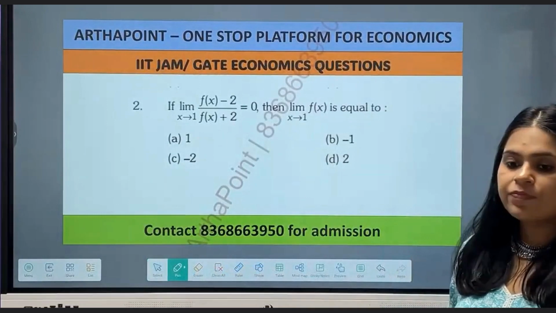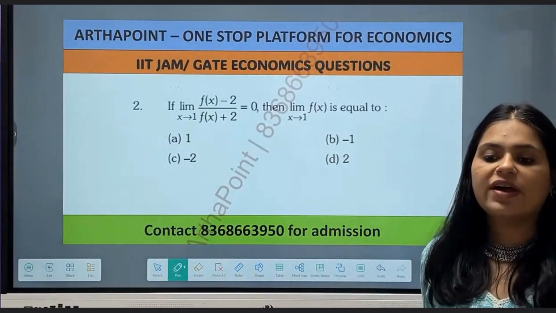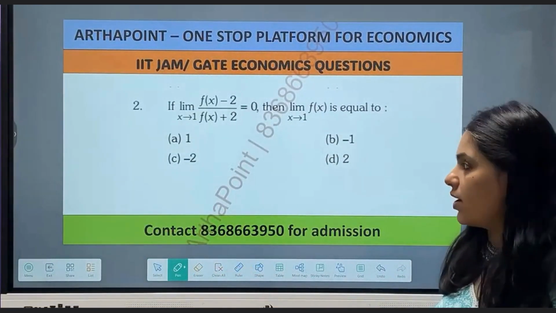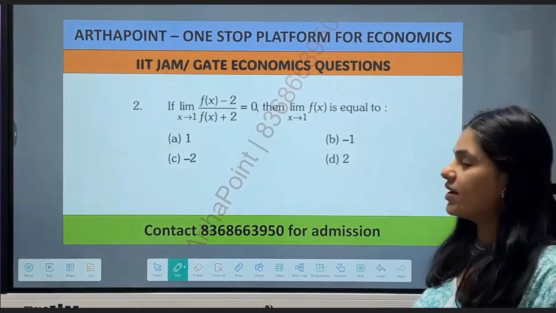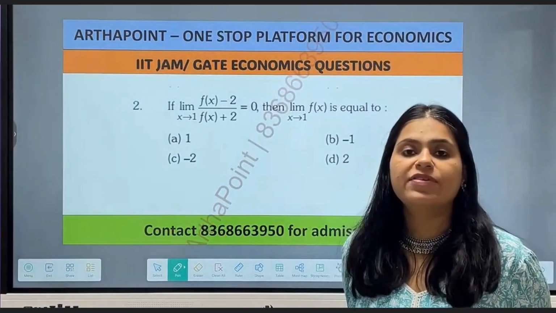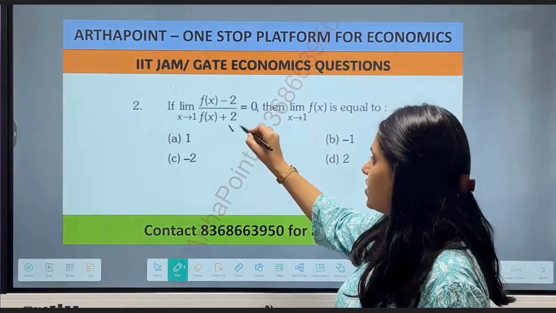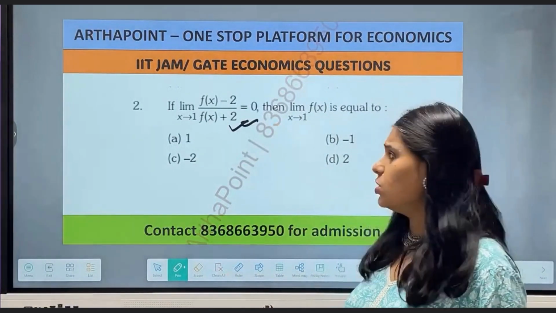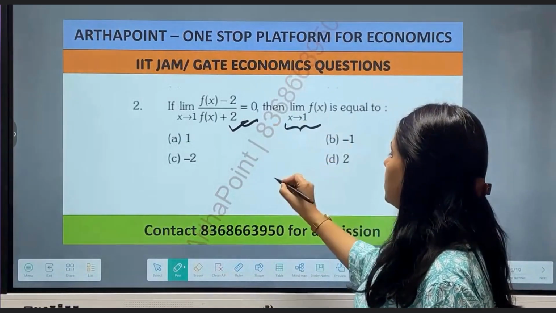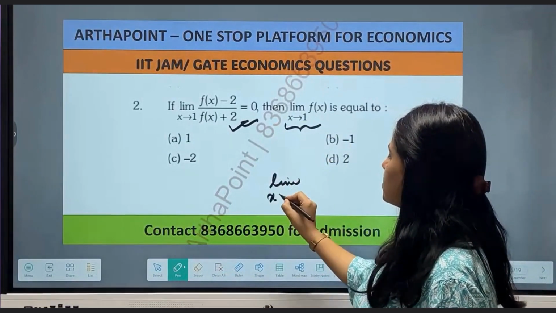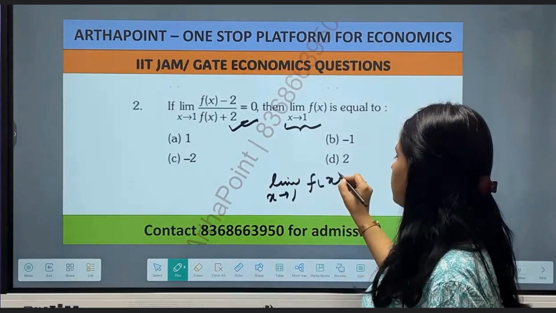First, then I will do it. So it is asking you to find the limit as x tends to 1. It is given to you that the limit as x tends to 1 of (f(x) minus 2) upon (f(x) plus 2) is 0. And they are asking you to find out what the limit as x tends to 1 of f(x) will be.